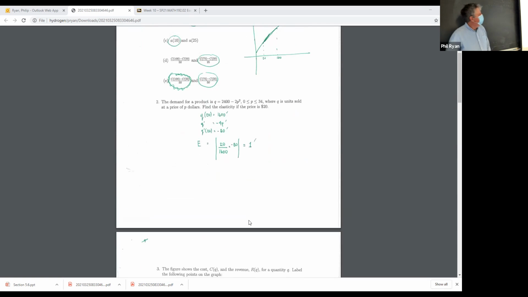Question 2 was the elasticity question. The quantity when the price is 20 was 1600. The derivative, right, was minus 4p. So that means the derivative at 20 was minus 80. And so you just put it into the formula: you get 20 divided by 1600 times minus 80, and of course you take the absolute value. So the elasticity was 1.